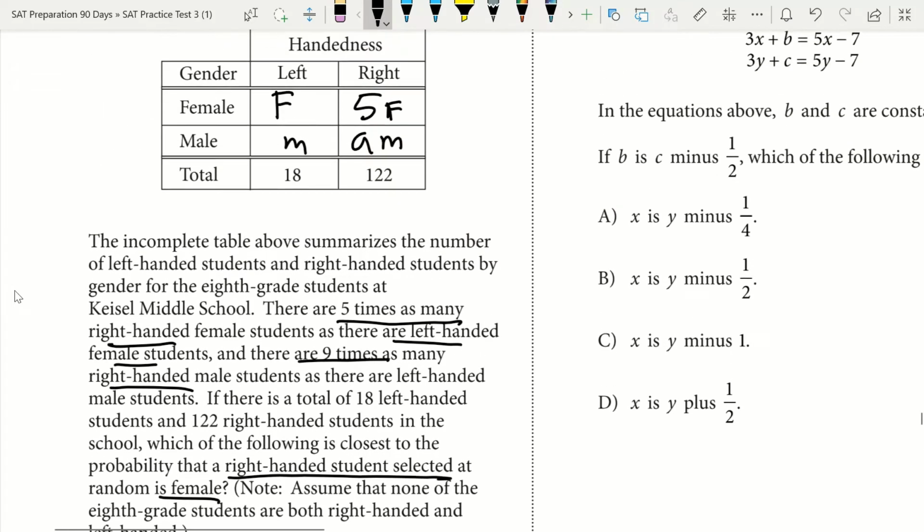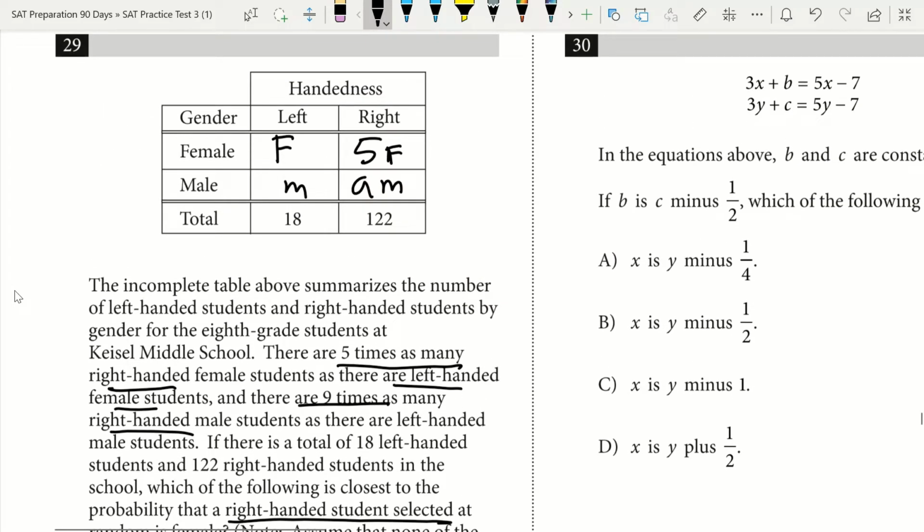Okay, so I'm looking for probability. I have a right-handed student, so my total is going to be out of 122, probability that they're female. So I'm looking for the value of 5F over 122. That's going to get me my answer. So I have to solve for that somehow.